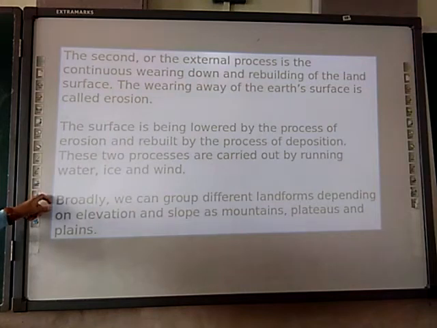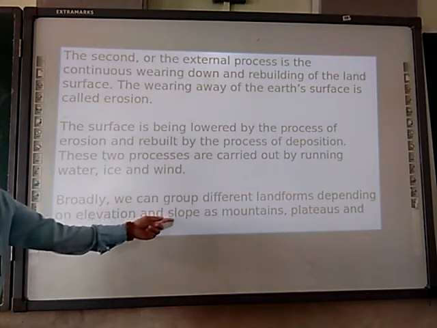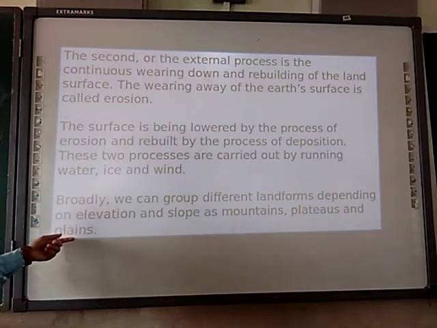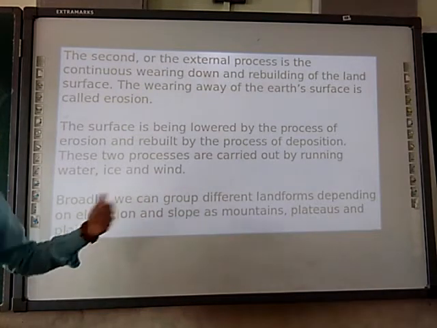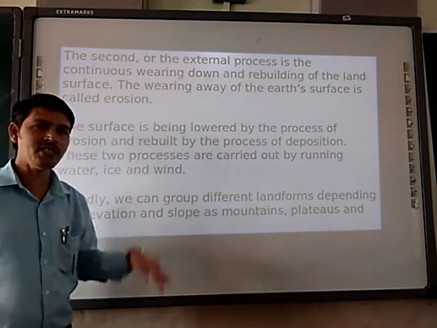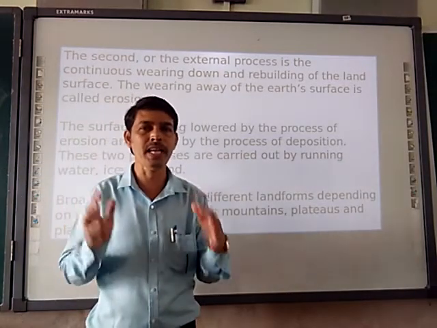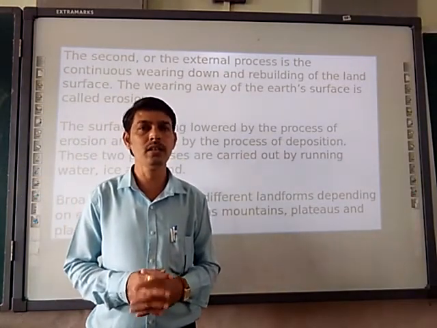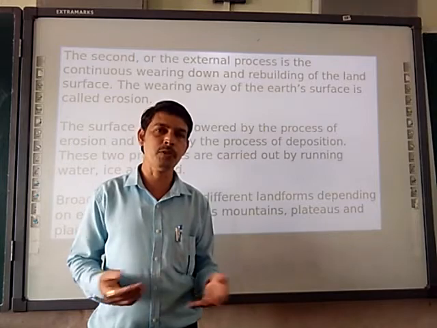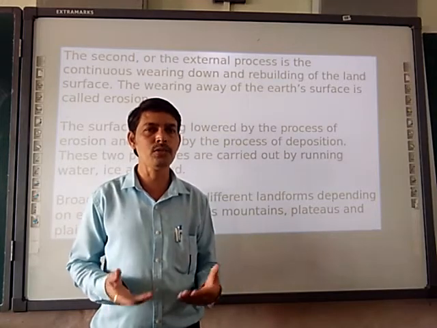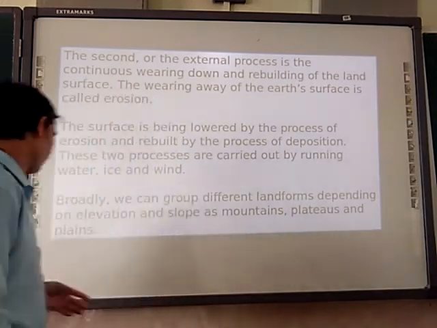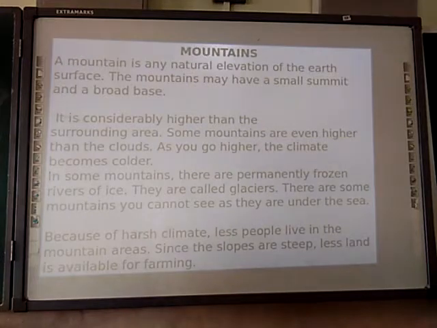Broadly, we can group different landforms depending on the elevation and slope as mountains, plateaus and plains. As I stated to you, in this chapter we are going to talk about the major landforms of the earth: mountains, the types of mountains, plateaus and plains. Next, first we are going to see about mountains.